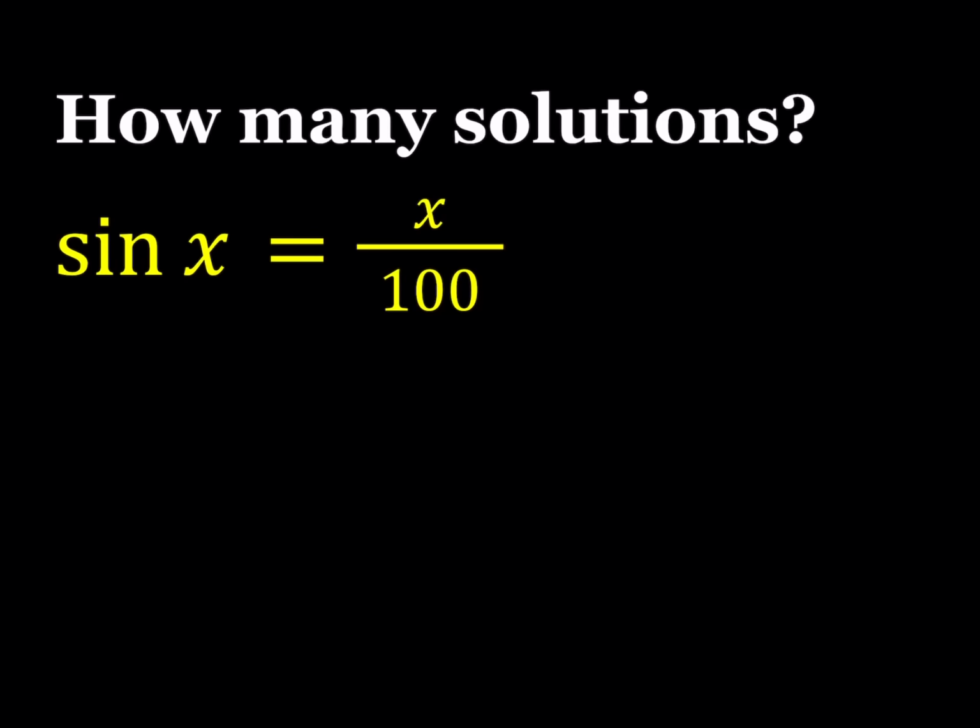Hello everyone. In this video, we're going to be solving a non-standard trigonometric equation. Is it actually trigonometric? Well, we have sine x, so let's consider that this is a somewhat trigonometric equation. We have sine of x is equal to x over 100, and we're going to find the number of solutions this equation has. X is measured in radians here, since we don't have the degree symbol, right?